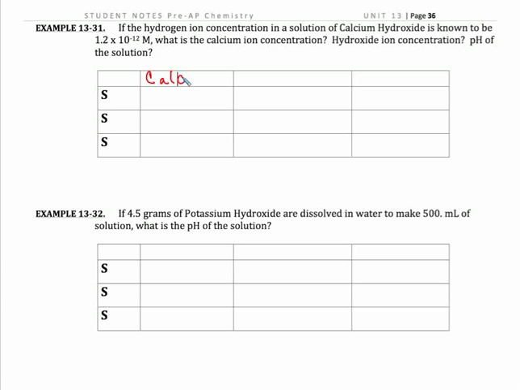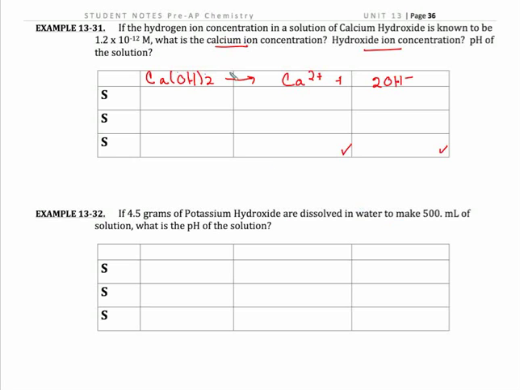So now we've got calcium hydroxide, 100% to calcium ion plus 2 hydroxides. Now this question asks a whole bunch of things. What's the calcium ion? That's that answer. What's the hydroxide? That's that answer.